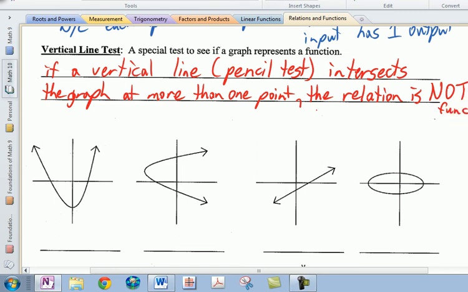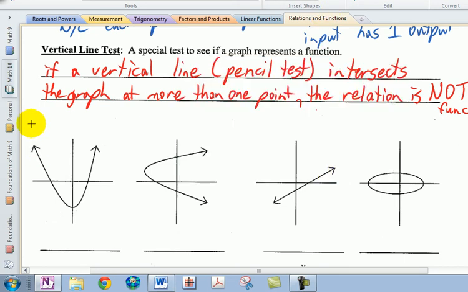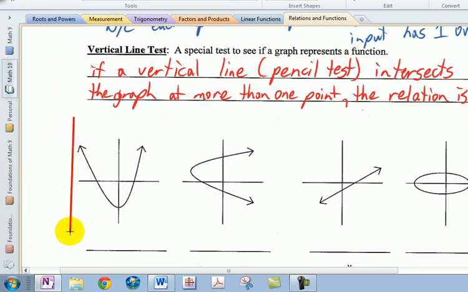So I'm going to use a vertical line, nice and big. Here, if I take my vertical line and I move it from one side to the other, at any time, the vertical line is only being touched at one time throughout the graph. So this one is a function because it passes the vertical line test.